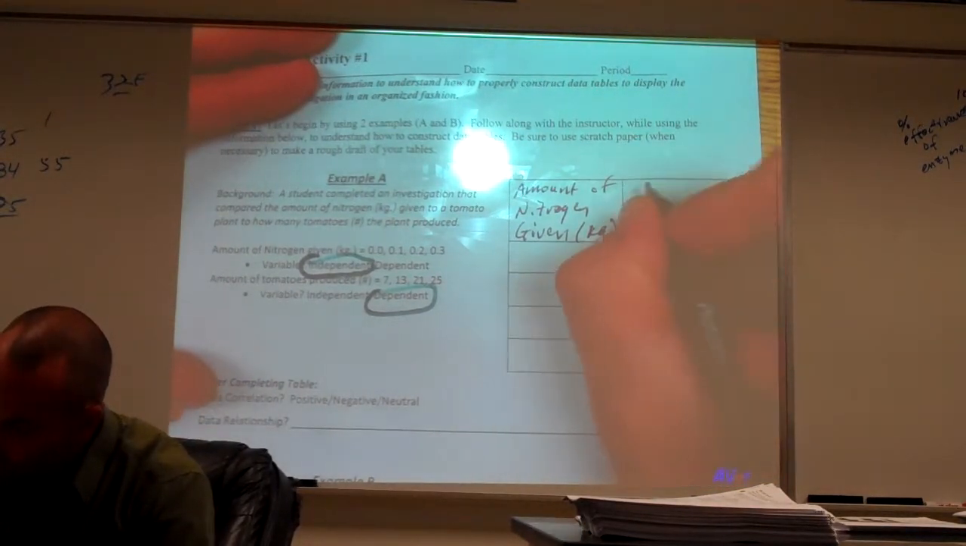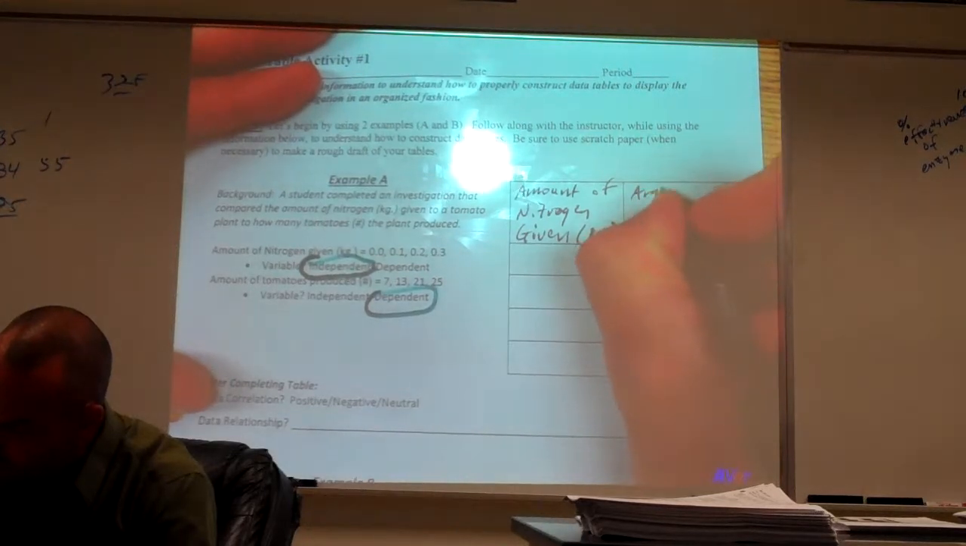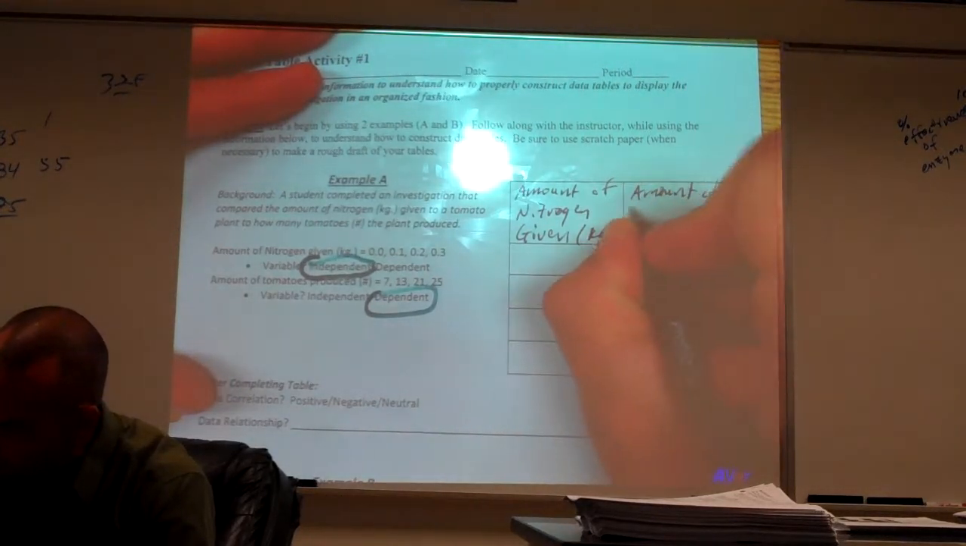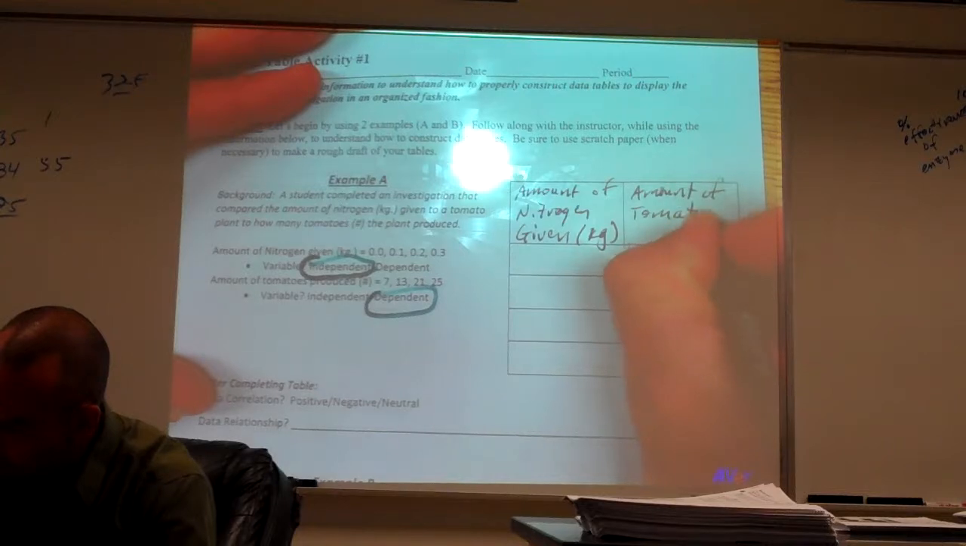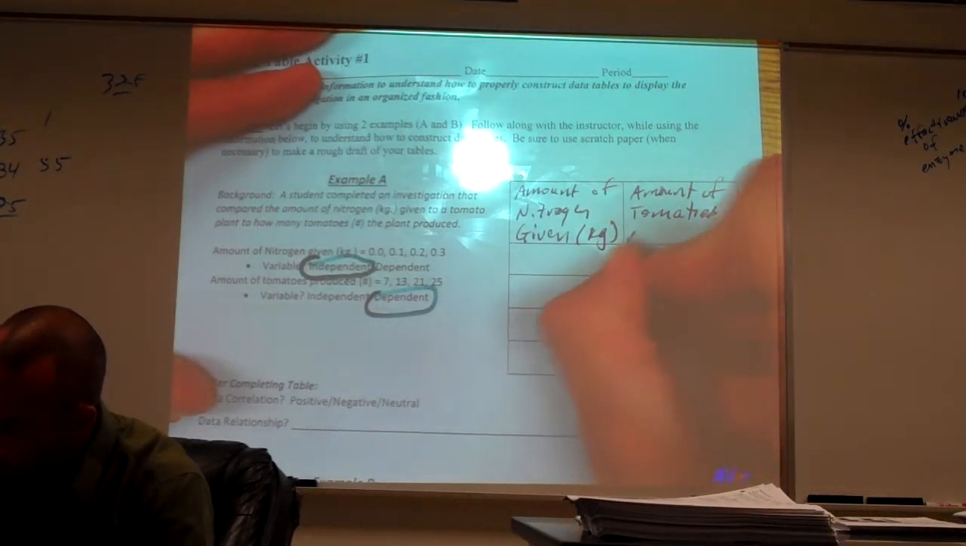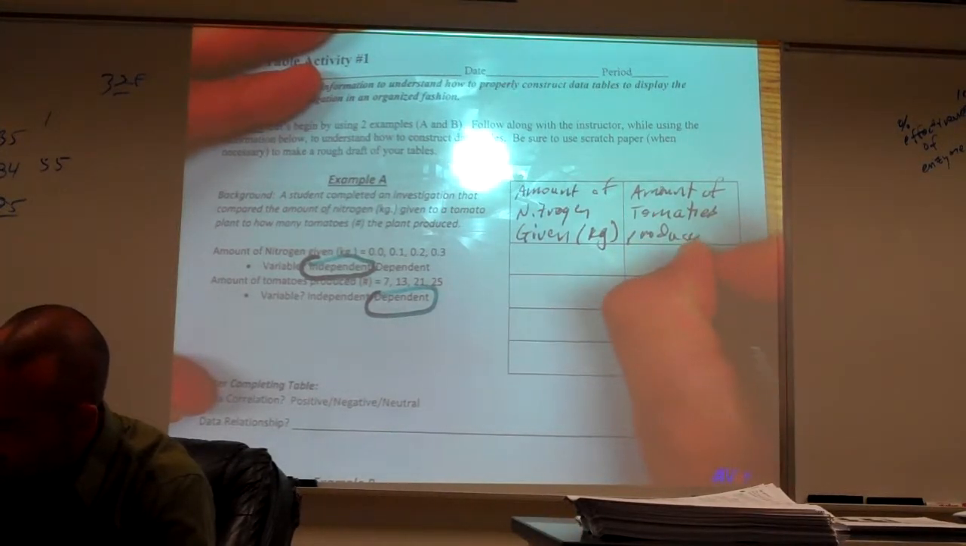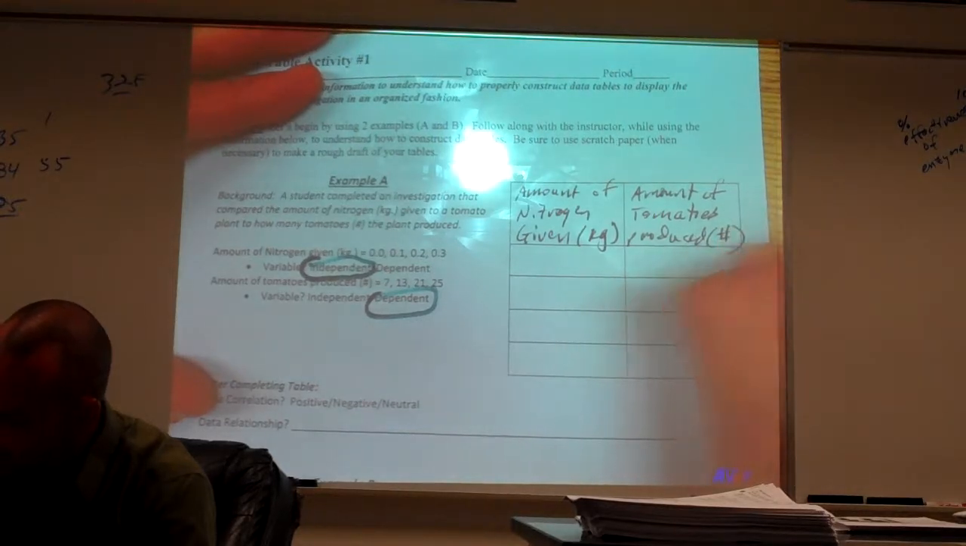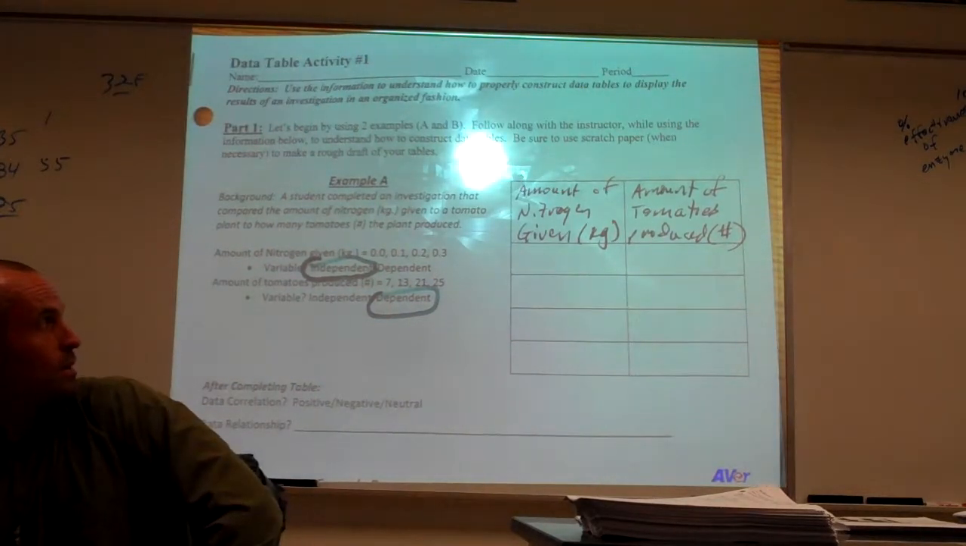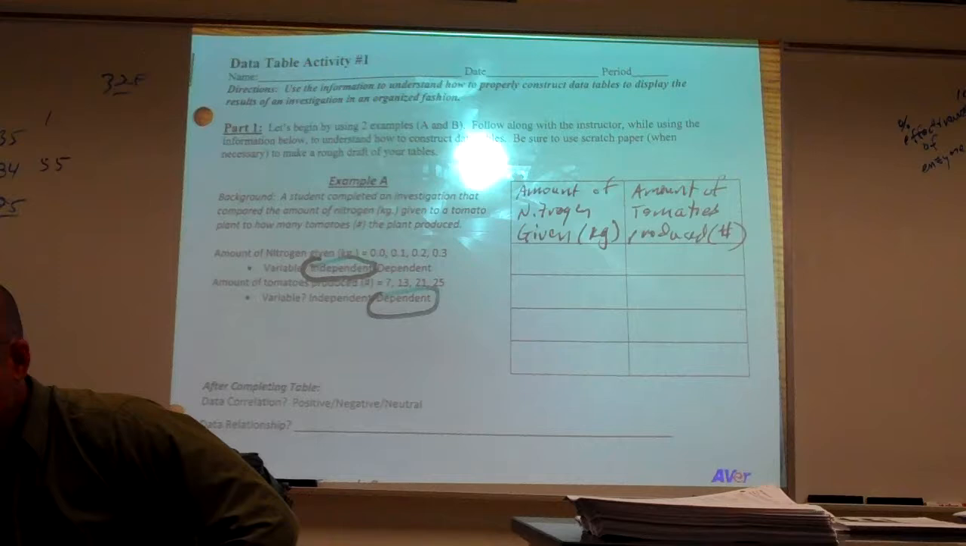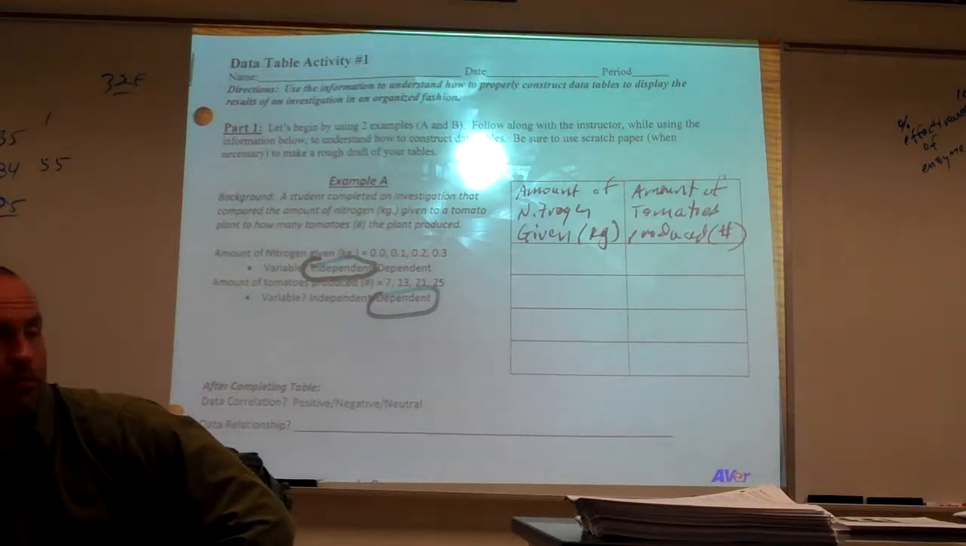Our other header is going to be amount of tomatoes produced. And that little hashtag symbol, numbers. When you're done, put your pencil down.